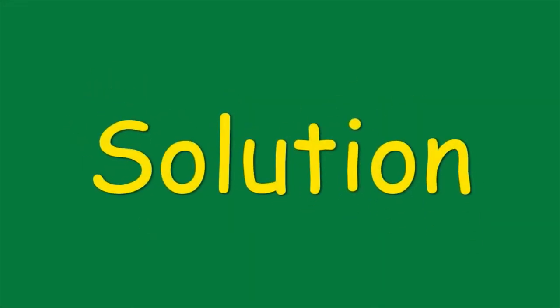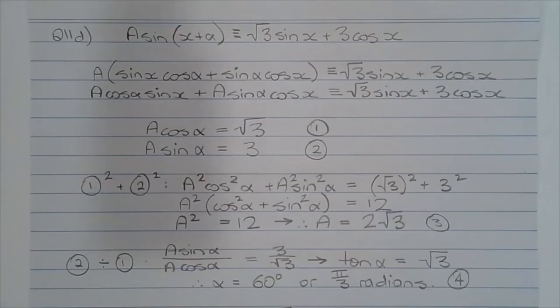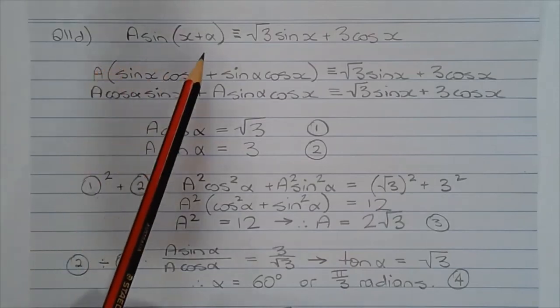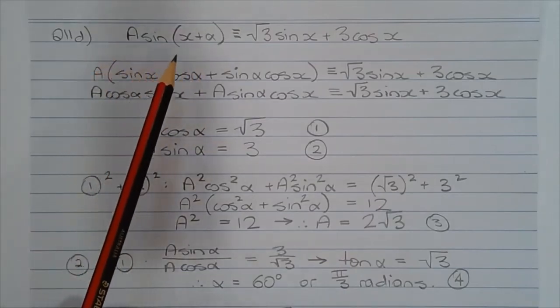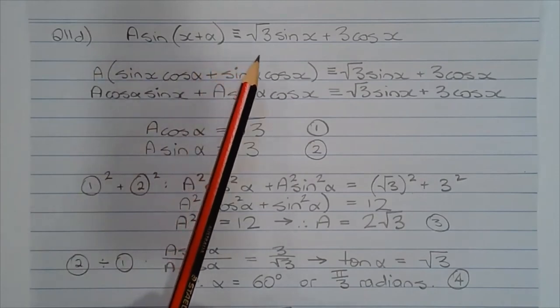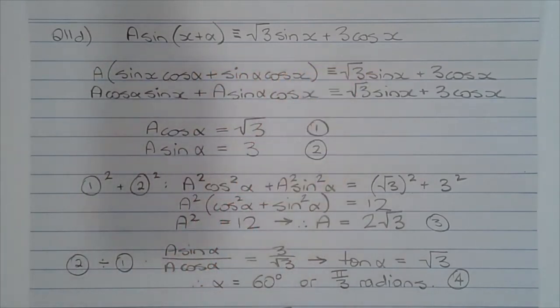Question 11D. By expressing the square root of 3 sine x plus 3 cos x in the form a sine x plus alpha, solve the square root of 3 sine x plus 3 cos x equals the square root of 3 in the interval x greater than or equal to 0 and less than or equal to 2 pi. The first step is to find the values of a and alpha in the identity a sine x plus alpha is identical to the square root of 3 sine x plus 3 cos x.